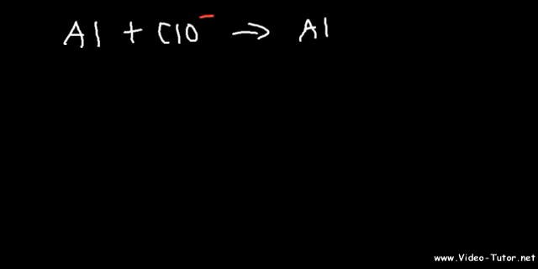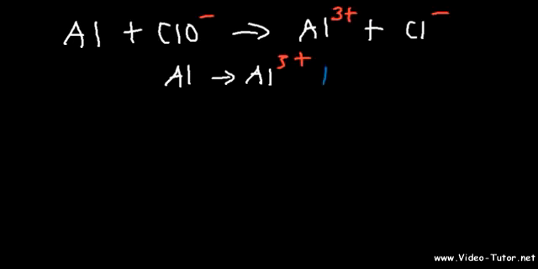Let's try another one under acidic conditions. Feel free to pause the video and try this example. So let's begin. Let's start with aluminum. All we need to do is add 3 electrons to balance the charge. And that's it for that half reaction.